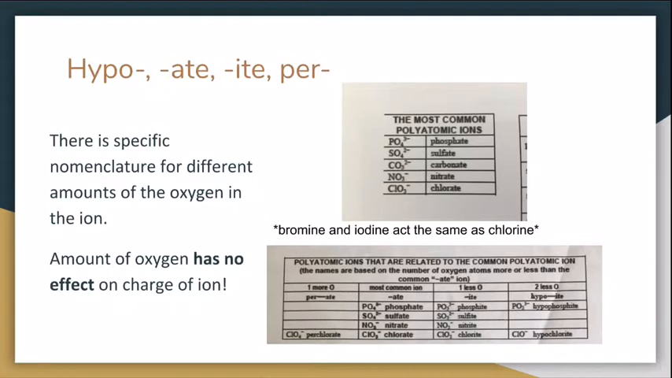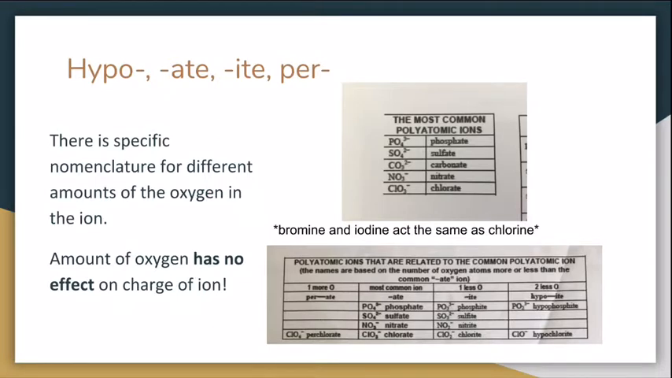There are two main suffixes when naming these common ions. The first is -ate, and the second is -ite. Ions with the suffix -ate always have one more oxygen than the ion with the suffix -ite. For example, phosphate has 4 oxygens, and phosphite has 3.